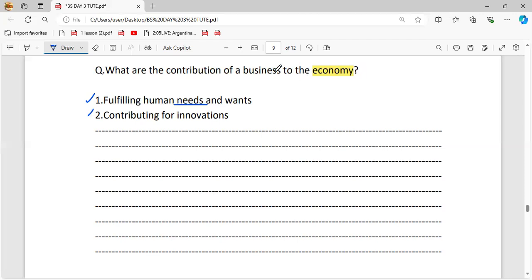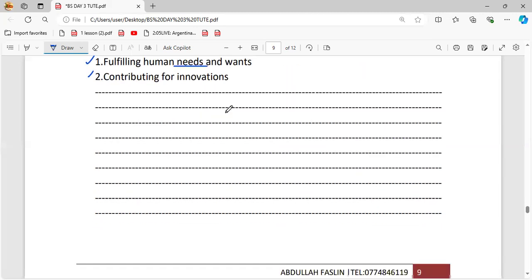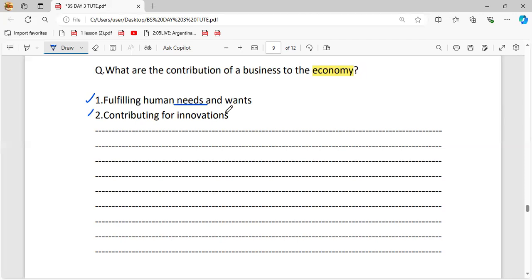Therefore, businesses have to be there to contribute to innovations. Innovation means what? Innovation means new findings. Did you understand? New findings, improving. Am I clear? For example, those days before corona, everyone was going for physical classes.